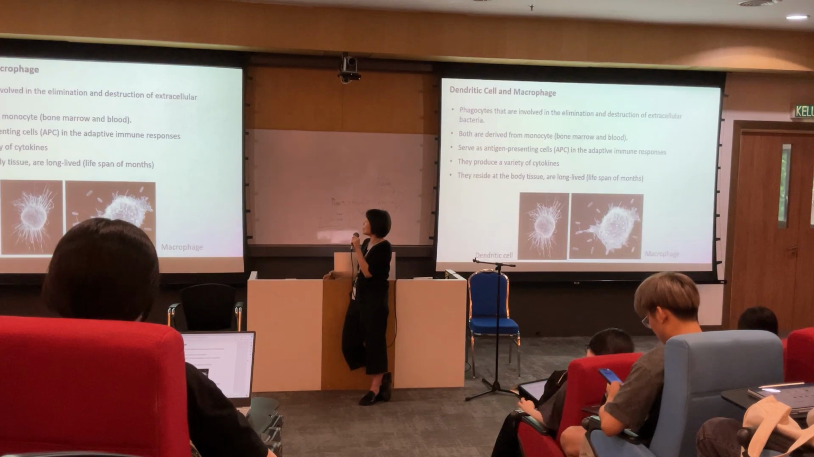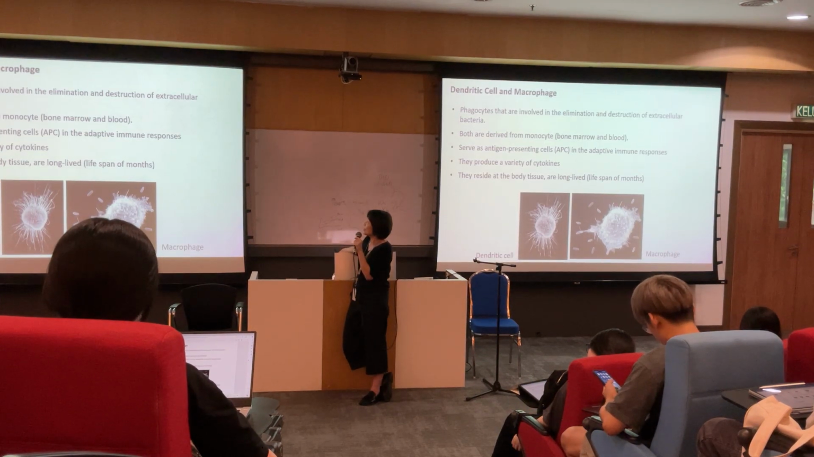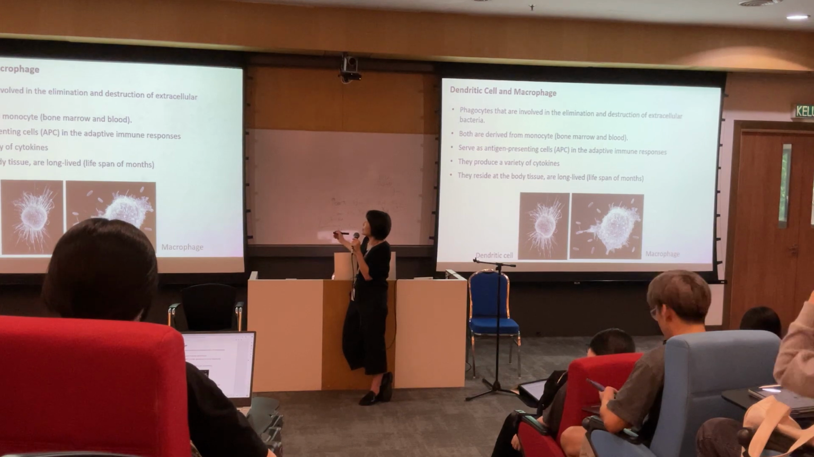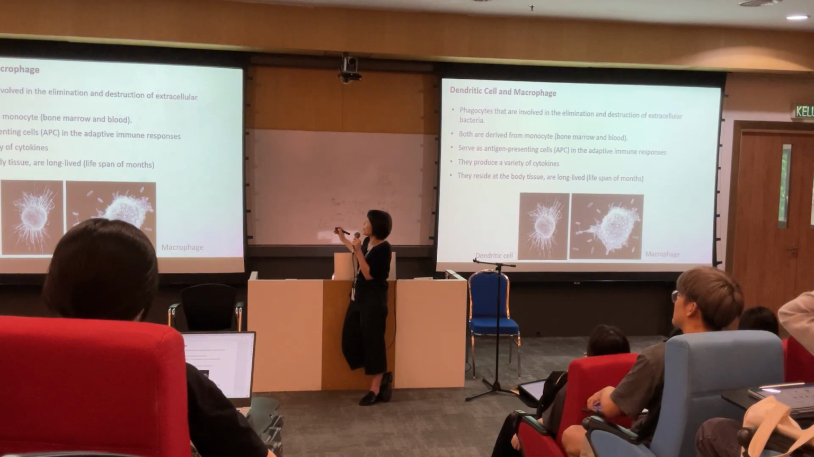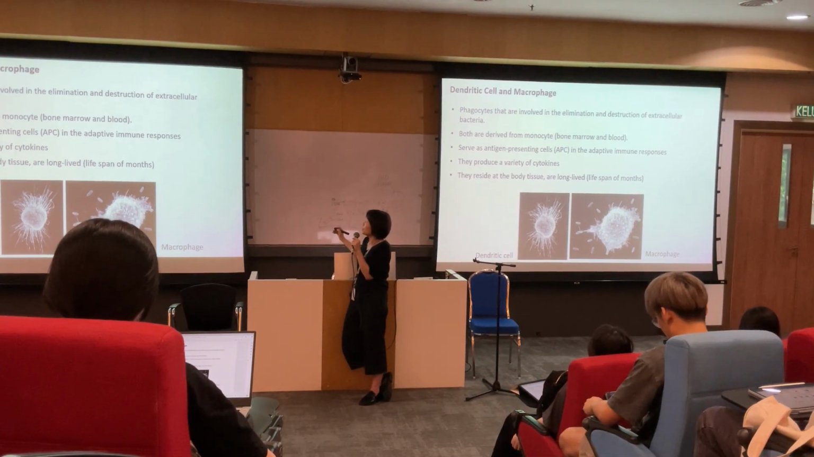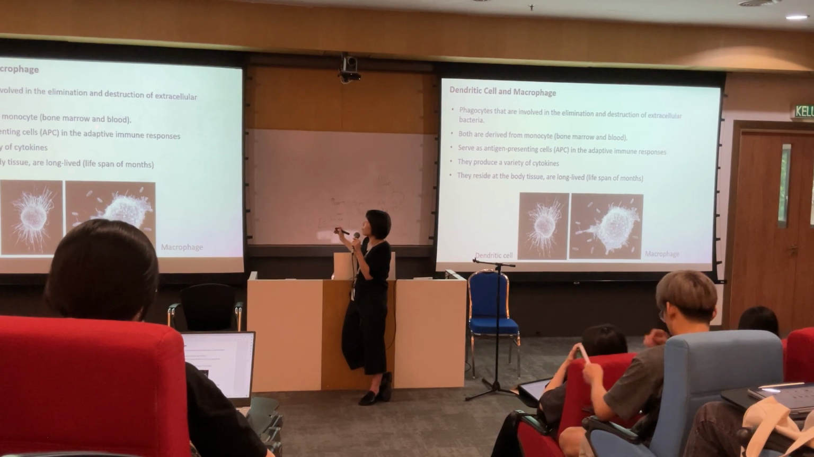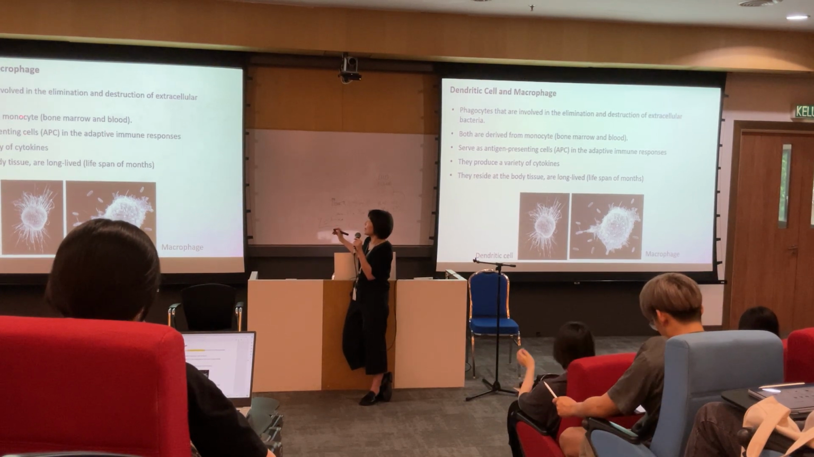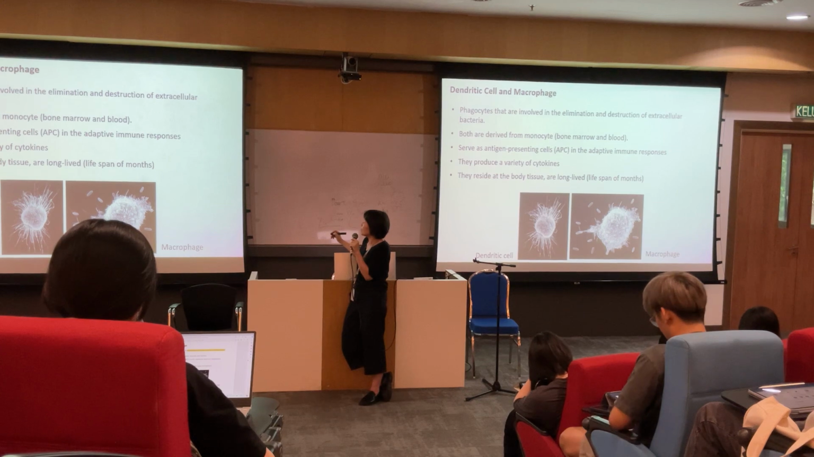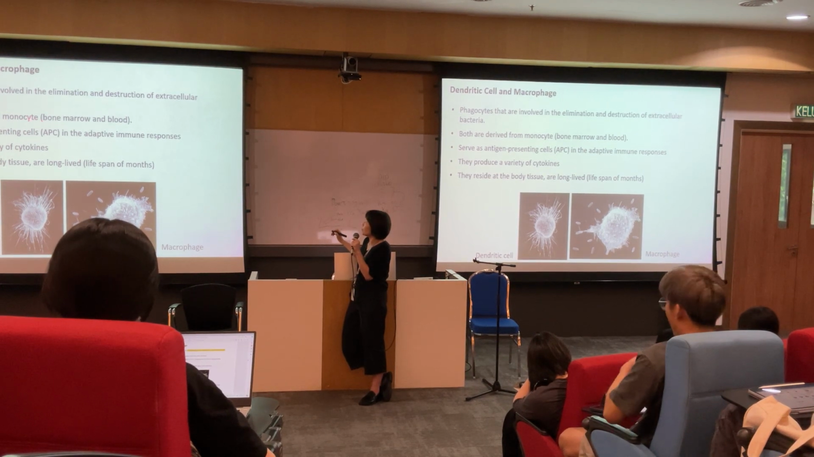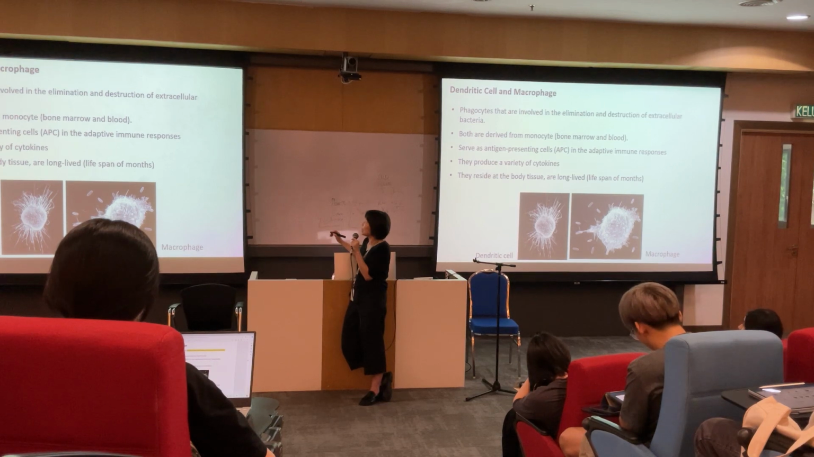So to just simply introduce a few of them, this is the dendritic cells and macrophage. I group them together because both of them are coming from monocyte. So monocyte is a precursor for dendritic cells and macrophage. Monocytes are also produced in bone marrow, but eventually they are circulating in the blood.